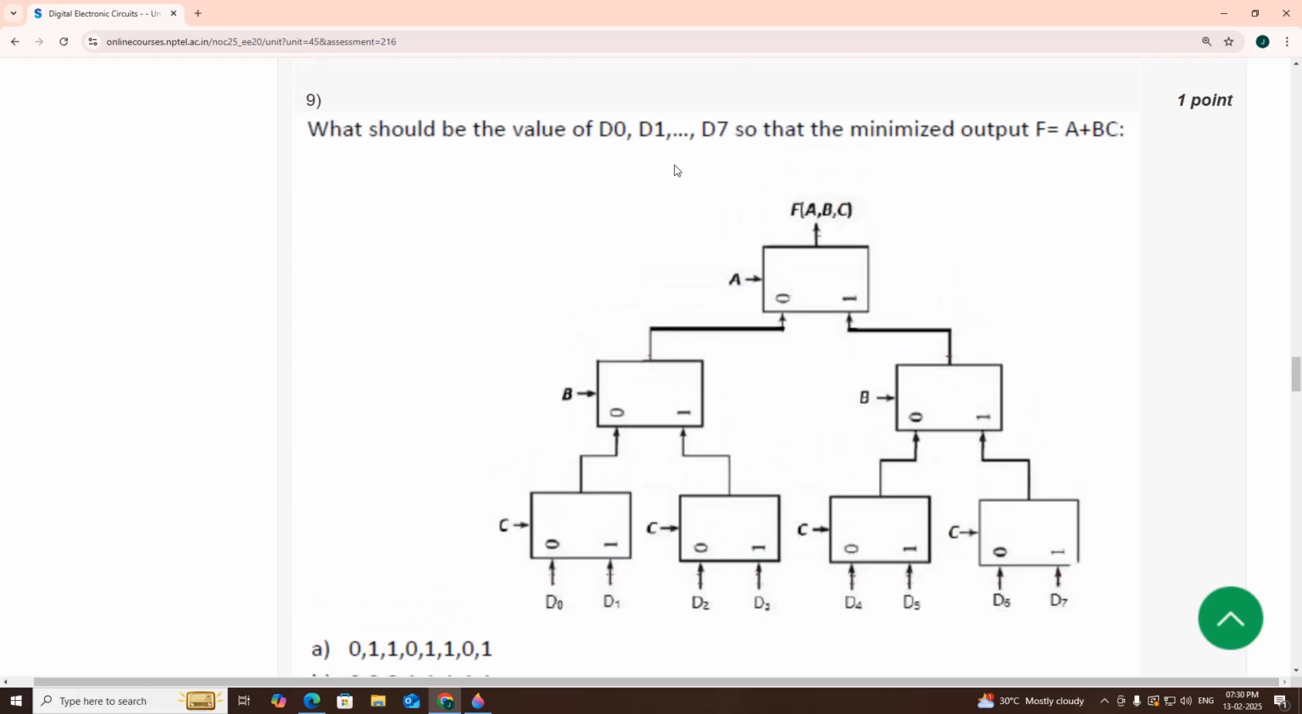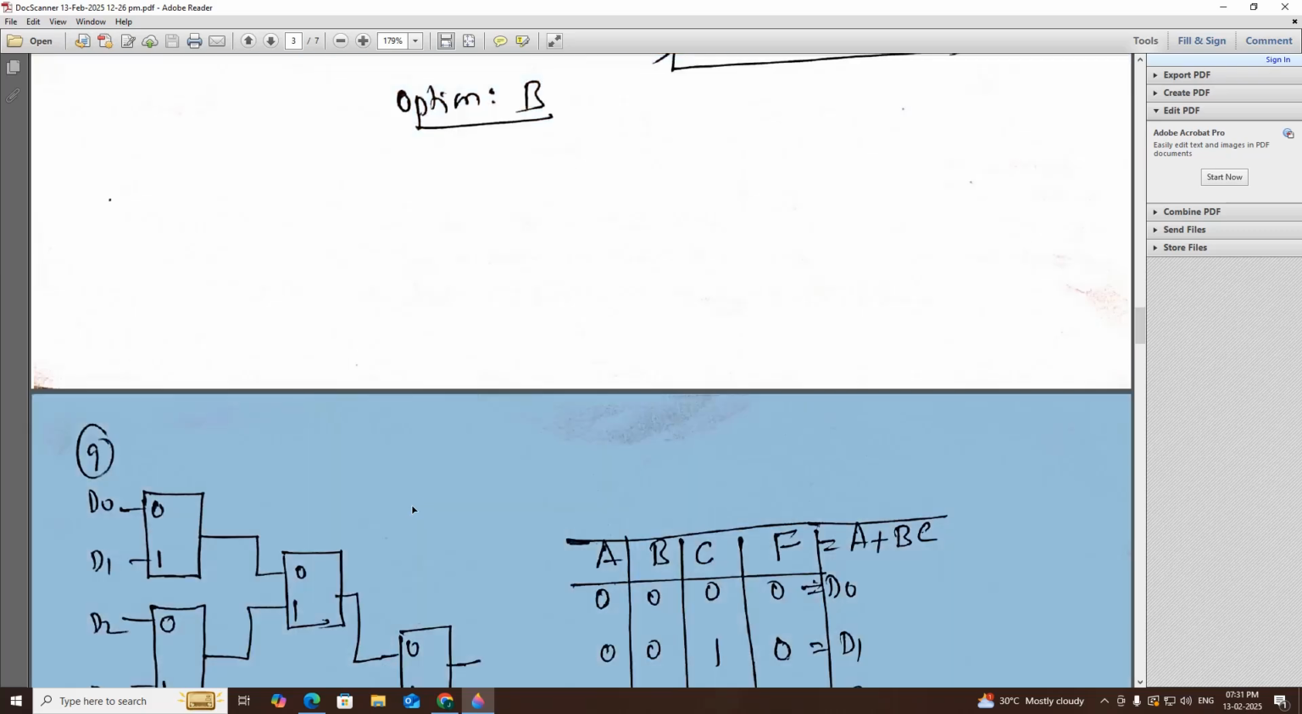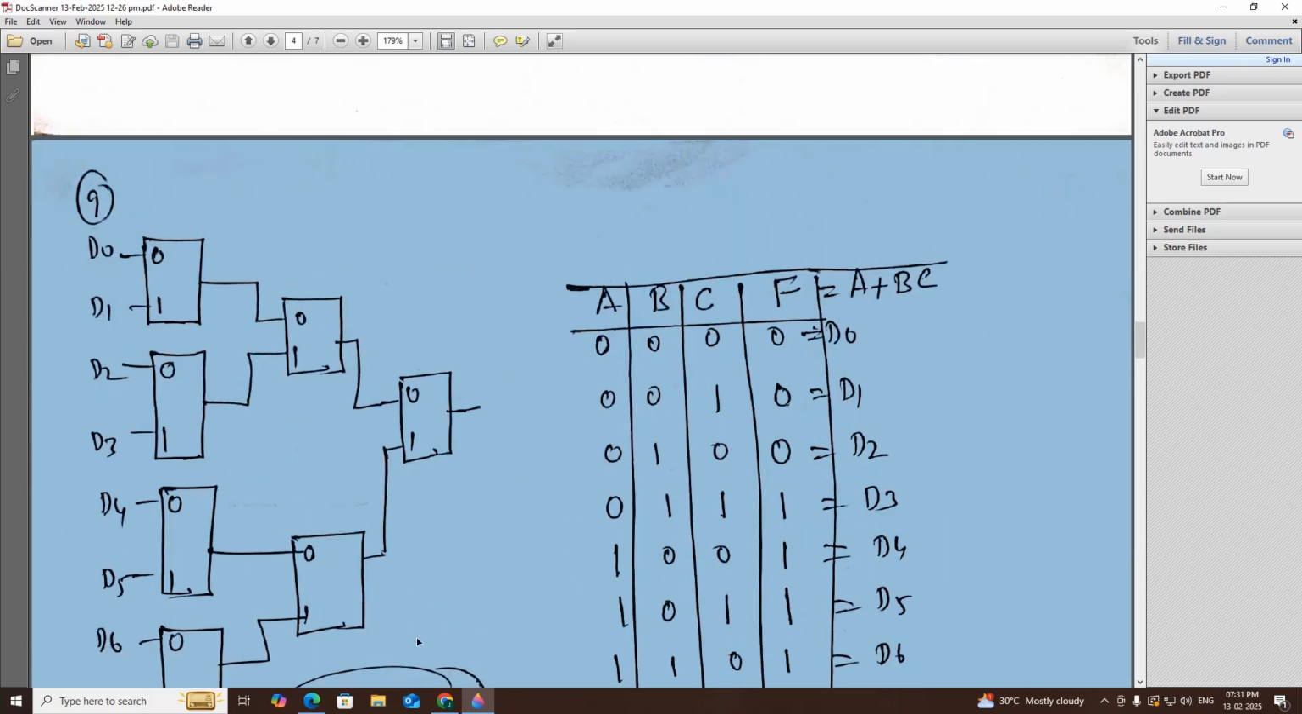Ninth question. So they have given F, a function of three variables A, B, C. They have given a 2 cross 1 mux, 3 stages are there. We need to find out D0, D1, D2, D7. So D0, D1, D2 we have to find out. So we'll see here now. Ninth question, you can see here 3 stages have been given.